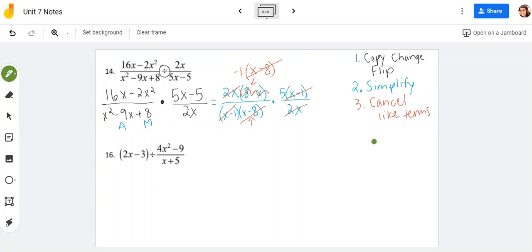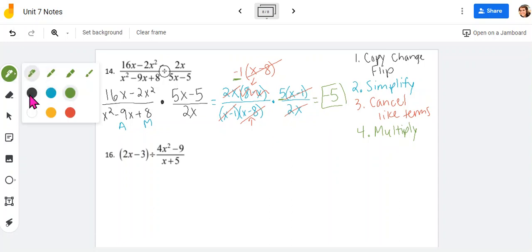Wow, so I've canceled out a bunch of stuff, meaning my last step is to just multiply. Multiplying across the top of these fractions, I have negative 1 times 5, so negative 5. And there's nothing left in the denominators. So negative 5 is going to be my final answer here.